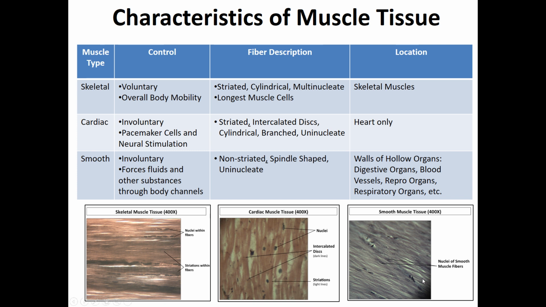The third of the three is going to be smooth muscle. This is also involuntary, and since it lines the inner parts of the walls of hollow organs, like blood vessels or digestive organs, its role is to force fluids and other substances through those long channels or tubes. You'll notice that visually here, smooth muscle cells are non-striated, which is where they get their name. They're spindle shaped, so they taper on the ends, and they're uninucleate, one nucleus per cell.